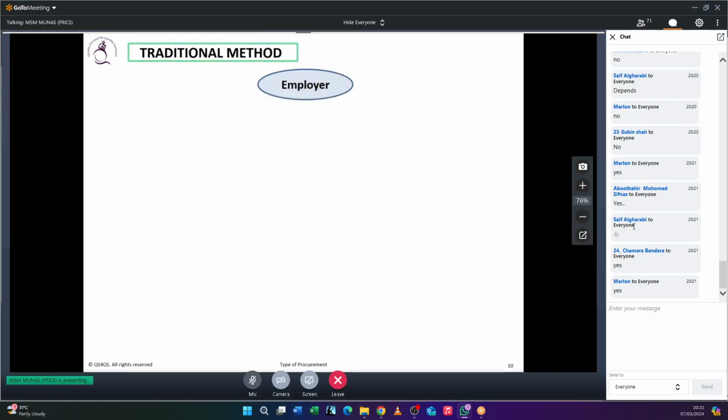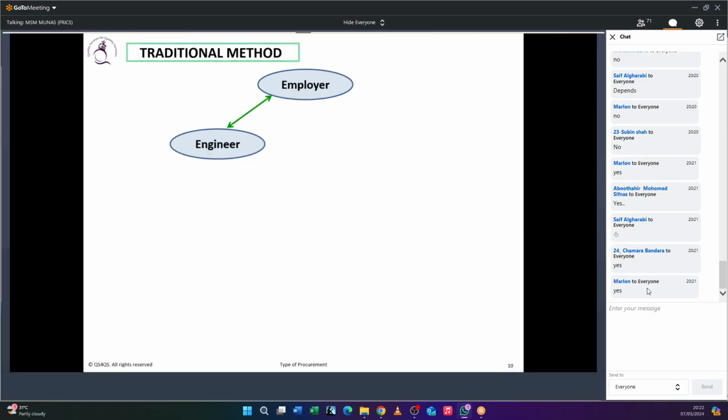In the traditional method, every procurement has a management structure. Under the traditional, there will be an employer. This employer will hire an engineer, say a consultant. This consultant will do the feasibility study, design, and supervision. Once the consultant finishes the design, he will go for a tender. You remember the tender will be started. He will call for a tender, the tender will be received and evaluated, and the award will happen.